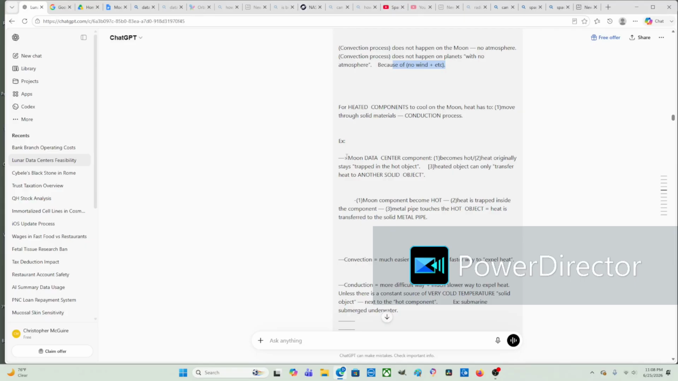And then, this is what happens for a no-atmosphere planet. Moon data center component: one, the component becomes hot. Two, heat originally stays trapped in the hot object because of no convection. And three, the hot object can only transfer heat to another solid object because of conduction.